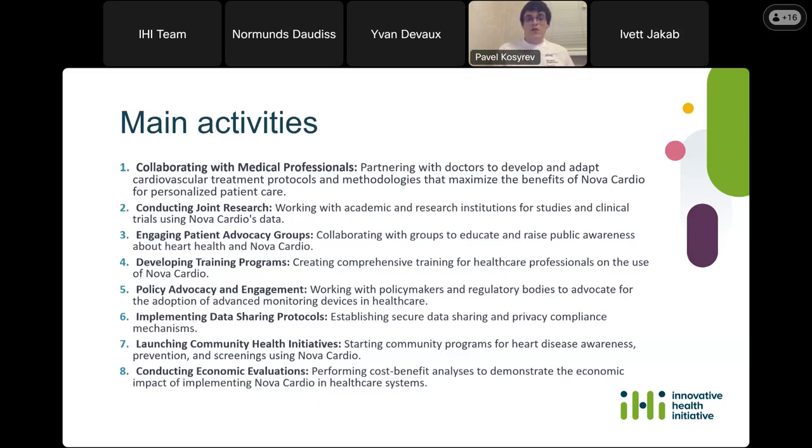Developing training programs for healthcare professionals on how to use those kinds of devices and how to integrate them into personal treatment plans. Policy advocacy engagement, of course, there are a lot of regulatory questions in terms of using those types of devices and the data that is generated by data science algorithms and AI. So that needs to be very importantly managed. Implementing data sharing protocols, I think it's very important how the data will be managed between those devices and the whole assistant management software. Launching community health initiatives and conducting economic evaluations, as said earlier. Next slide, please.